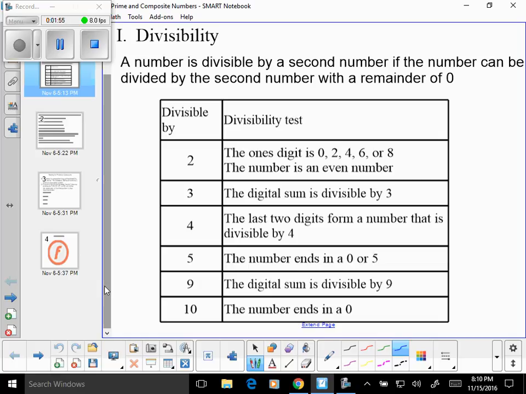And the digital sum for 9, or the test for 9 rather, is very much like 3, only instead of asking if the digital sum is divisible by 3, this time we look for it being a multiple of 9, such as 9, 18, 27, 36, etc. And of course the test for 10 is very easy. We simply ask ourselves, does the number end in a 0?